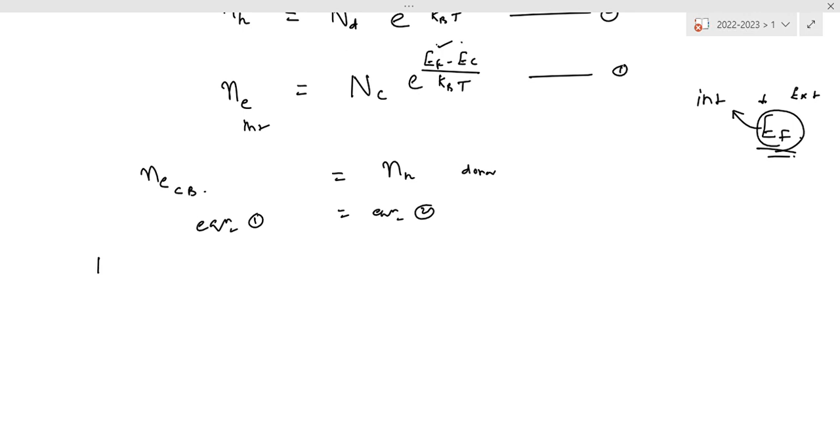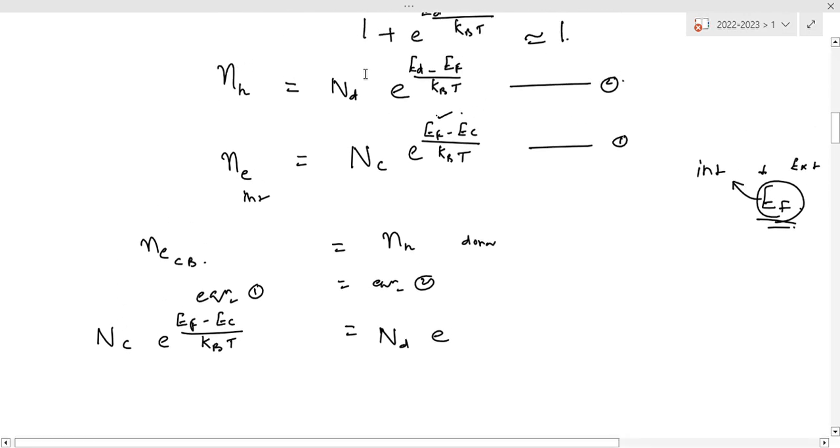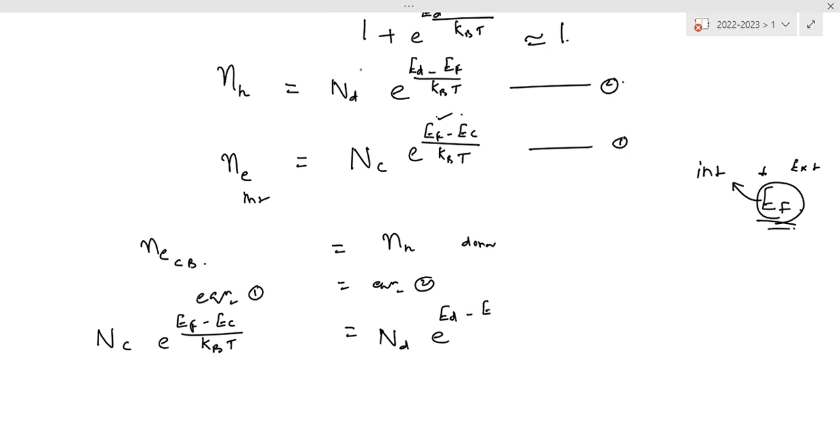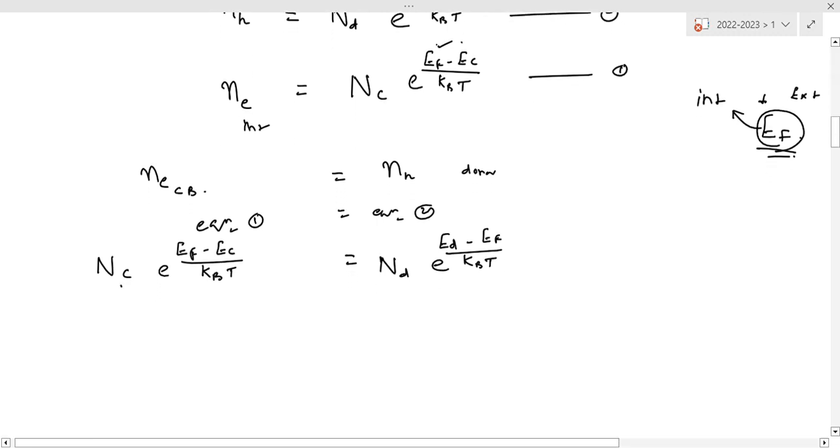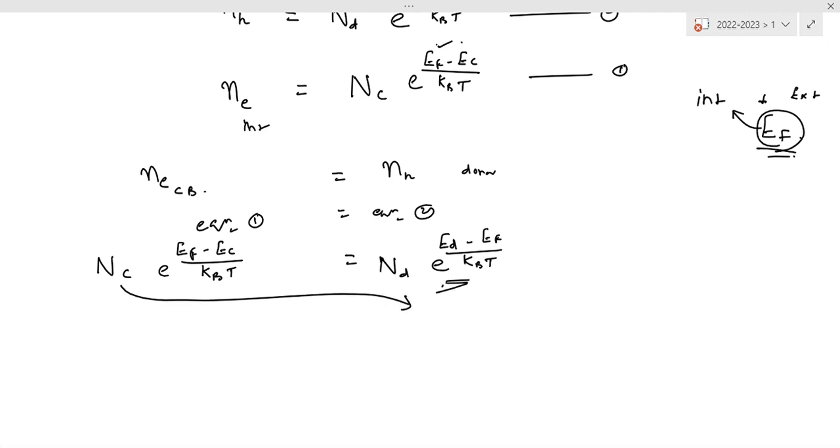So equation 1 is NC e power EF minus EC by KBT. Equation 2 is ND e power ED minus EF by KBT. Now mathematically we are going to derive this. This is taken to the denominator. Similarly, this is taken to the denominator of the left hand side. So e power EF minus EC by KBT divided by e power ED minus EF by KBT is equal to ND divided by NC.